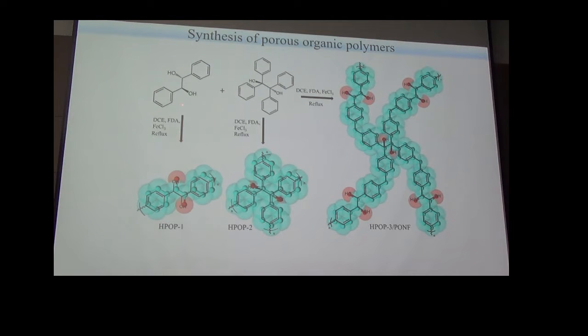Interestingly, when we treat these two monomers, such as this mesohydroxybenzone and 1,2-tetraphenyl diol under the Friedel-Crafts condition, it gives HPOP3 as a final polymer material, which is also called PONF. I will tell you why this is also called PONF in the later slides. Further, this porous organic polymer was characterized using different characterization techniques in order to confirm the successful synthesis.